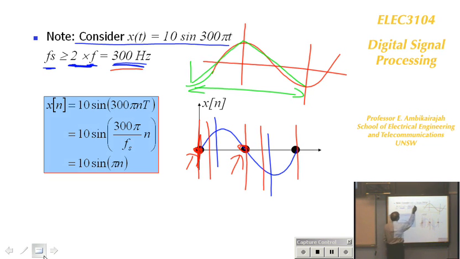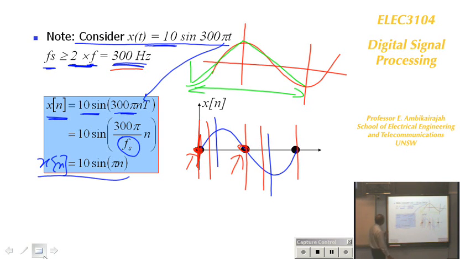How do we convert an analog signal into a digital signal? Okay, x(n) equal to 10 sine 300 pi t. You substitute t equal to nT, which you have done. So 300 pi, T is 1 over fs. You can put in the value that you want, and fs is 300. Therefore, this is your digital signal. Your analog signal is now converted into a digital signal. That's just an example I'm showing you, and this is your converted digital signal.